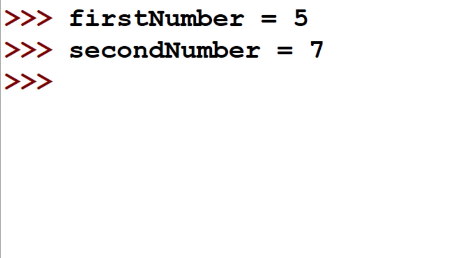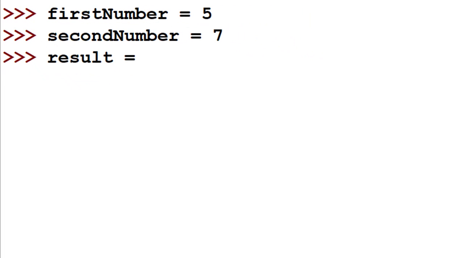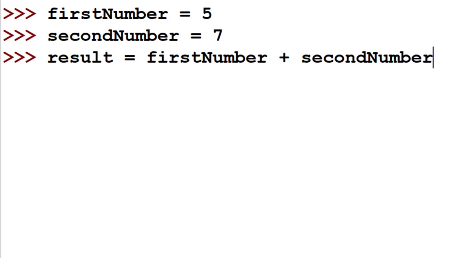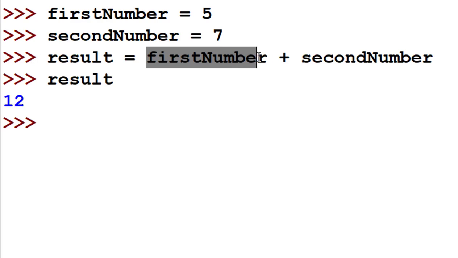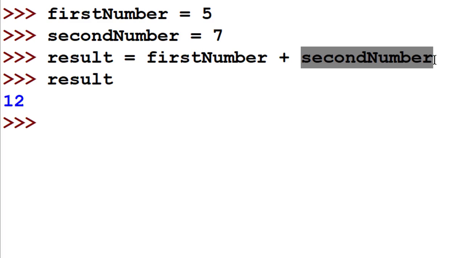The question is, how will we add those two variables together? One way to do it is to use the plus sign. So let's declare a third variable called result, and result is going to be equal to the first number plus the second number, and in this case result, and as you could see, our result is equal to 12. So we could see that the result was declared as the addition of the first number and the second number.